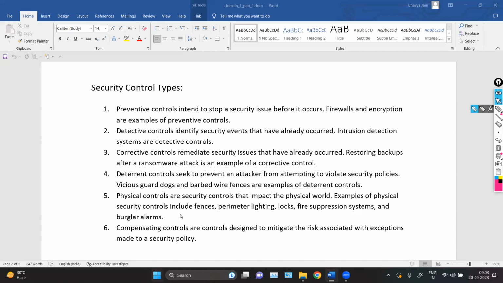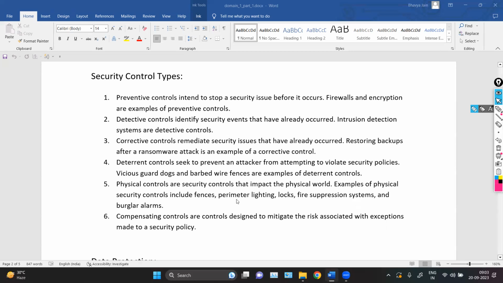Mainly it contains the fences, the bodyguards, the guards, the fingerprint sensors, the access cards, the CCTV cameras, etc.